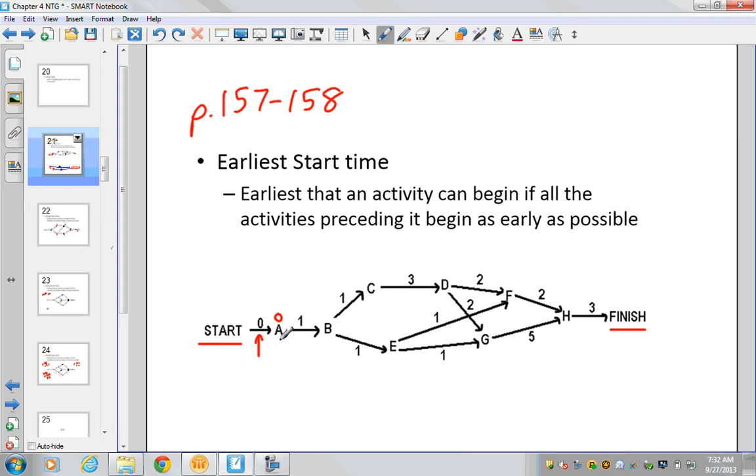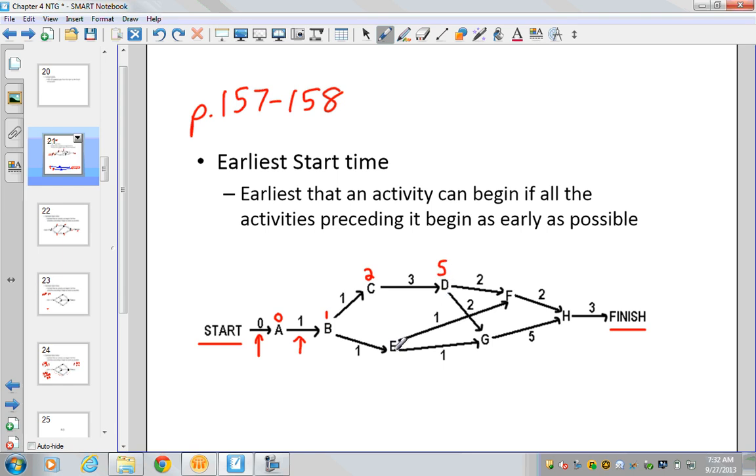So if A starts at the 0 minute mark, and it takes 1 minute to do task A, that means B will start at minute 1, because from 0 to 1, A is conducting its task. And from here, you start building on. If B starts on the 1 minute mark and it takes 1 minute, at what time does C start? Well, that'll be at 2. Okay. And then if C starts at 2, and it takes 3 minutes to do task C, then you're adding again, so D can start at 5.